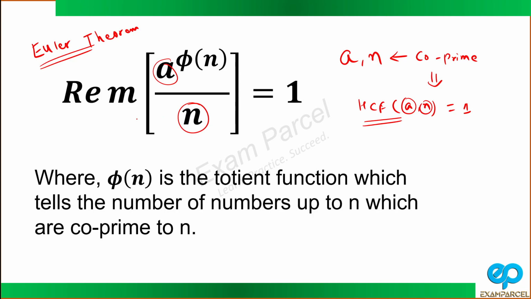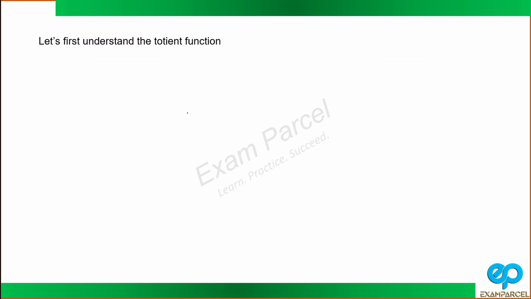So this theorem says that A raised power phi n, we will see what is phi n, when it is divided by n, we are going to get 1 as remainder. Now, what is this phi n? This phi n is known as the totient or Euler function, which gives us the number of numbers up to n which are co-prime to n. Okay. So let us try to understand first this totient function.